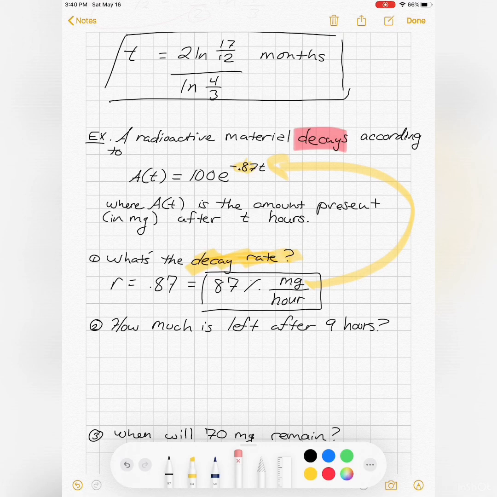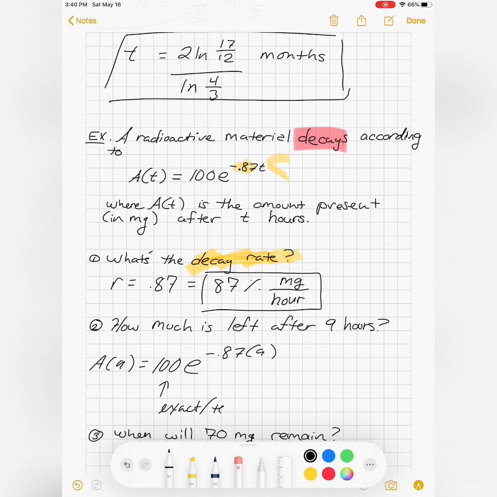How much is left after 9 hours? So that would be amount in 9 hours. Like so. Okay, now something like this, I don't know that number in my head. I would leave it as it is. That'd be my test answer.